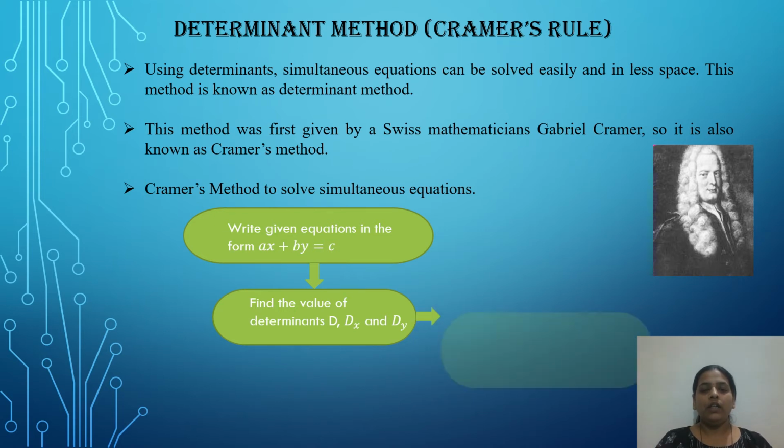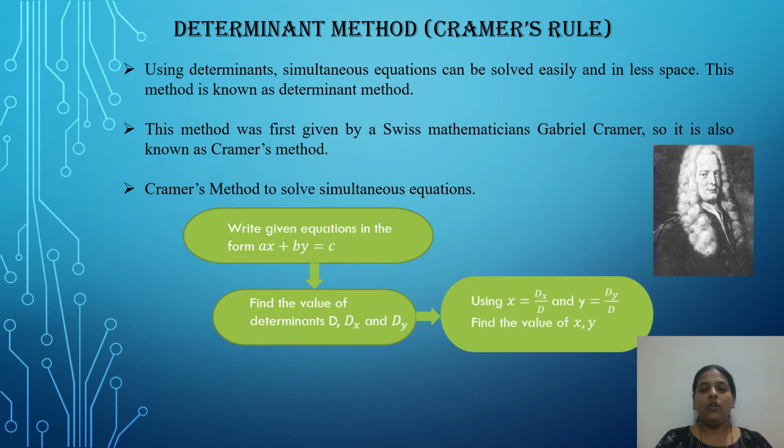After calculating these, we calculate the values of the x and y variables by using x is equal to Dx upon D and y is equal to Dy upon D. Through these steps, the linear equations in two variables are solved. To understand these steps, we will solve one example here.